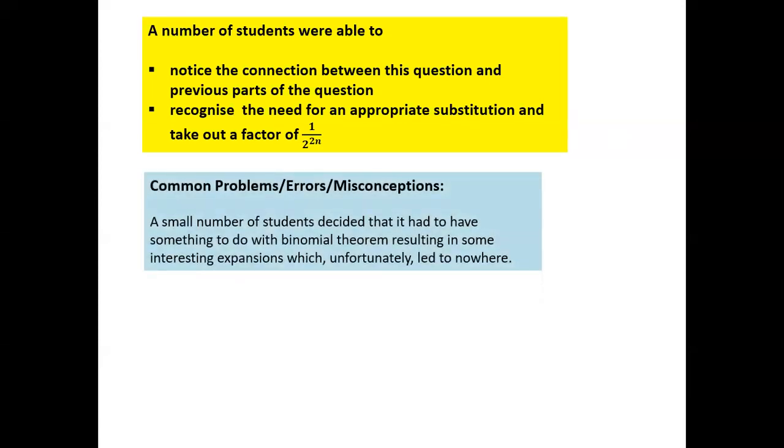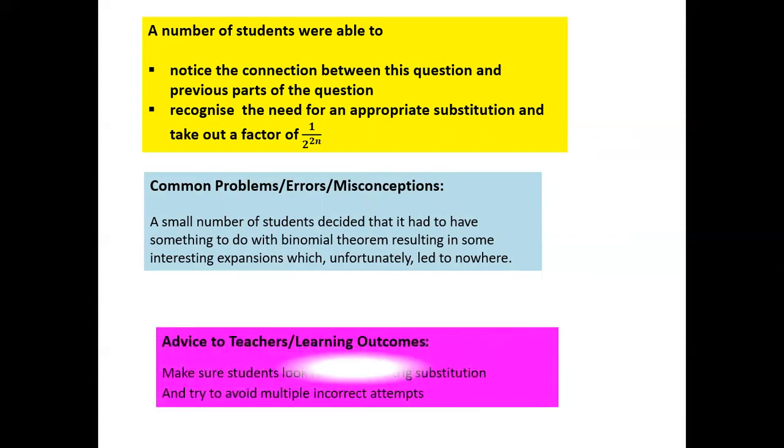What's the problem with this question is some students, actually a small number, decided it has to do with the binomial theorem. So what they ended up doing is just expanding it out. And that makes it really, really difficult to do anything about it. So, interesting expansion, but unfortunately it led nowhere. So they got nowhere by using binomial expansion for this question.